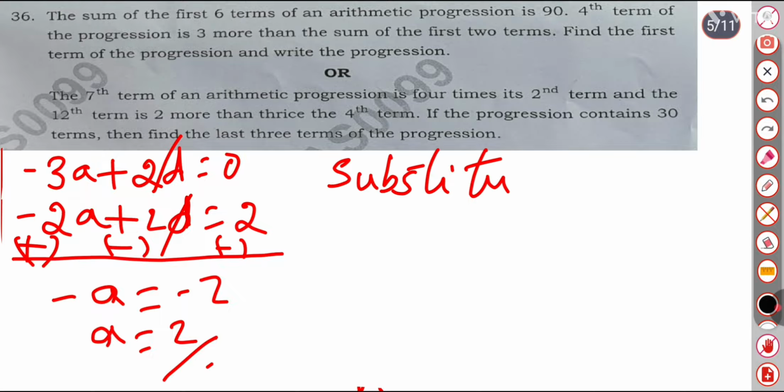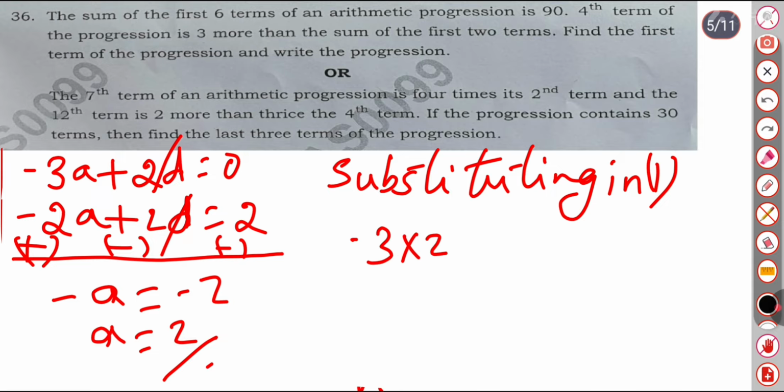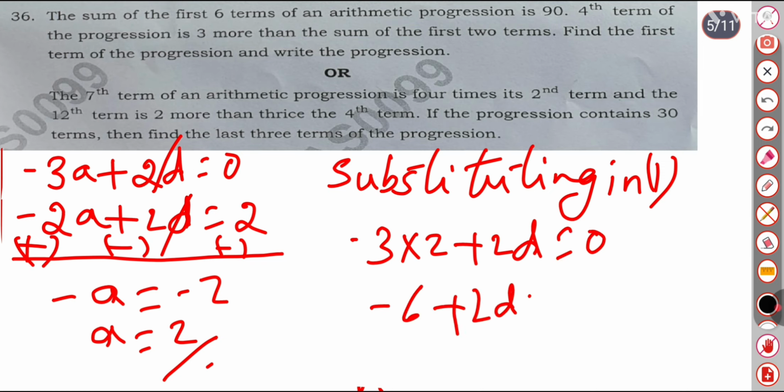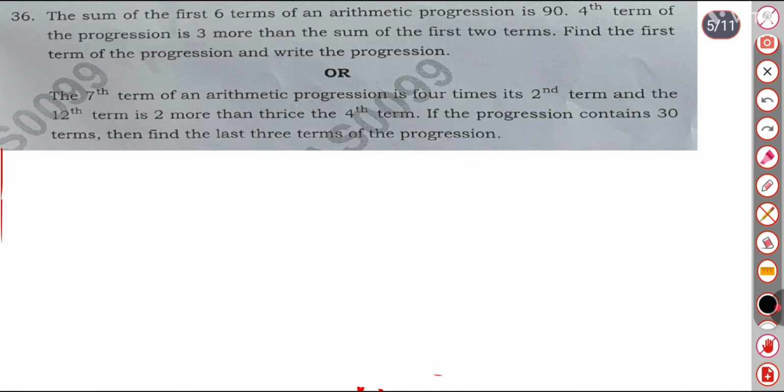Substituting in equation 1 or 2, anyone we can take. Minus 3 into 2 plus 2d is equal to 0. So minus 6 plus 2d is equal to 0. 2d is equal to 6. Therefore, d is equal to 6 by 2, which is 3. So we got a is 2 and d is 3.